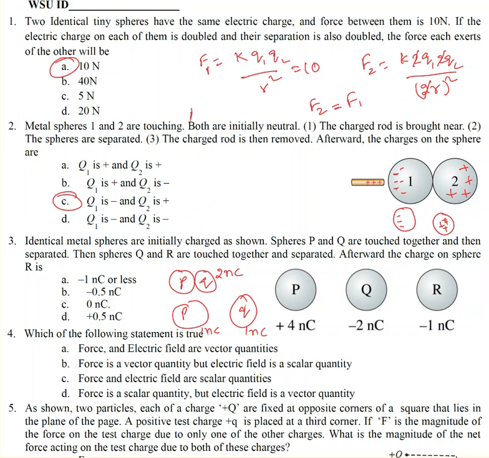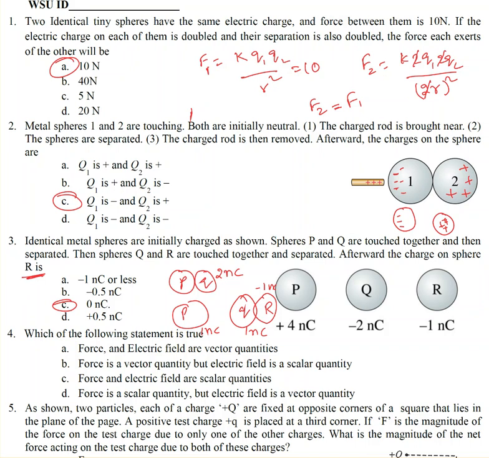Then sphere Q and R touch together. Now bring Q closer to R, and that one has negative 1 nanocoulomb. So this negative 1 nanocoulomb and positive 1 nanocoulomb cancel out each other. So Q and R spheres will not have any charge left. So he's asking what is the charge on R. It must be 0 nanocoulombs.